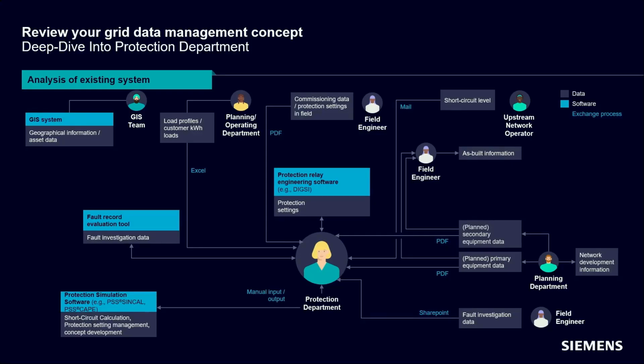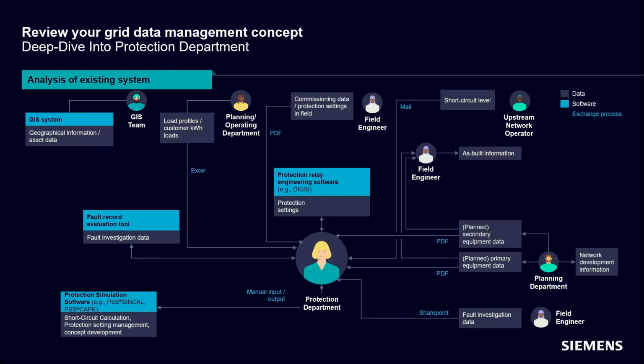So here in the middle, you see the protection department. The protection department normally is using one protection simulation software, for example, the Siemens solution PSS SINCAL or PSS CAPE. Then, as you see here, all around the protection department, there are several other groups the protection department has to interact with. For example, there always has to be an exchange of information with the planning department on the right side, where all our new primary equipment data is exchanged.